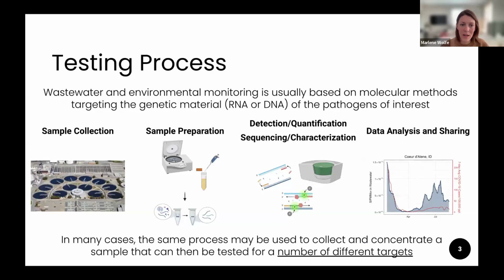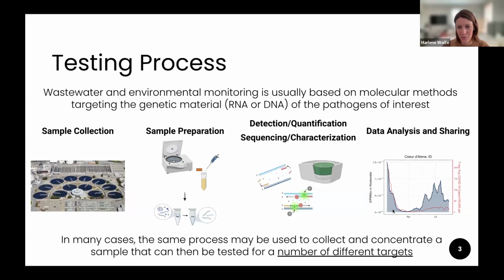The way the testing process typically goes is that wastewater and environmental samples are tested by targeting the genetic material of the pathogens of interest. So the general flow of the process is that samples are collected. This is an aerial view of settling tanks at a utility in the United States. Those samples are then prepared, so they are purified and concentrated, and then the DNA and RNA is extracted. Then there's detection and quantification that happens through molecular methods like PCR. And then sequencing and characterization of viruses can also be done from these samples. And then finally, data analysis and sharing.